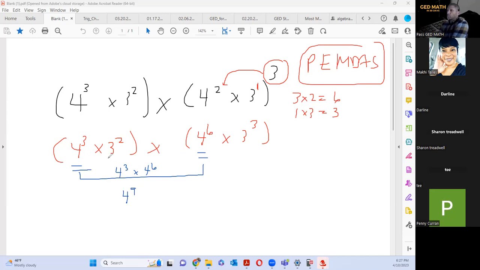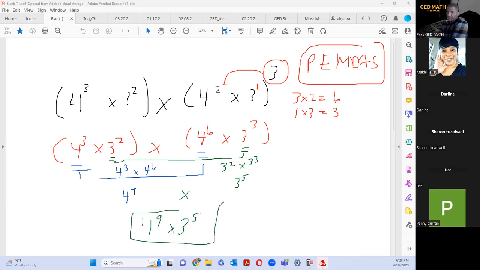The next one, 3 to the 2nd power and 3 to the 3rd, 3 cubed. And what's 3 squared times 3 to the 3rd? 3 to the 5th power. Not 3 fifths, 3 to the 5th power. So our final answer is 4 to the 9th times 3 to the 5th.